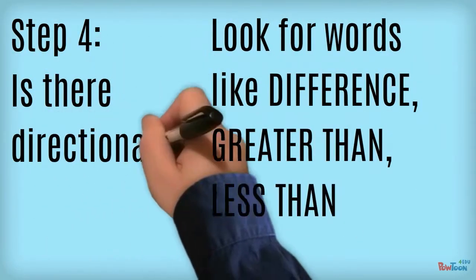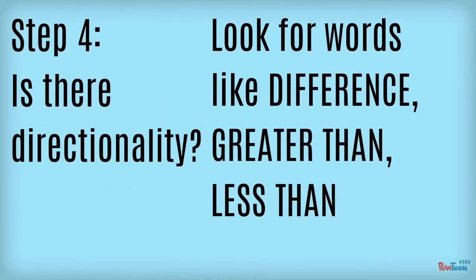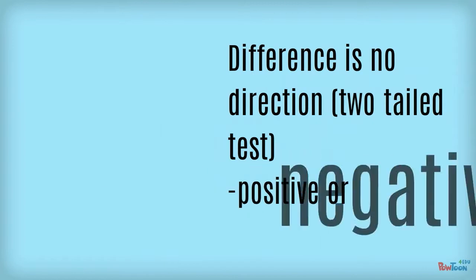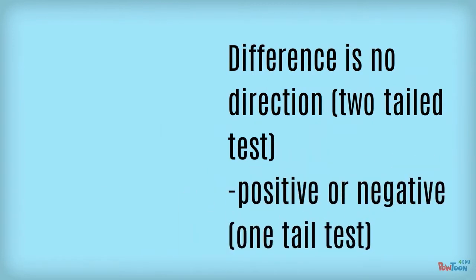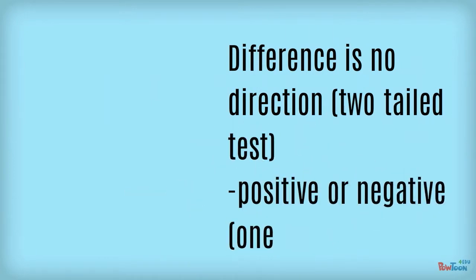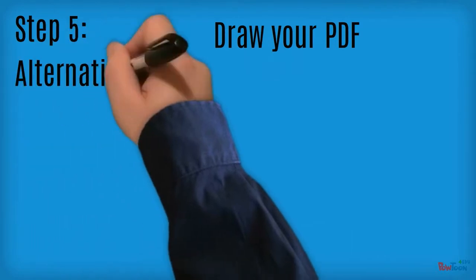Step 4, is there directionality? Keywords to look for are difference, greater than, less than. The word difference means a two-tailed test. If you have directionality, then it is a one-tailed test. Step 5, alternative hypothesis comes directly from the question.